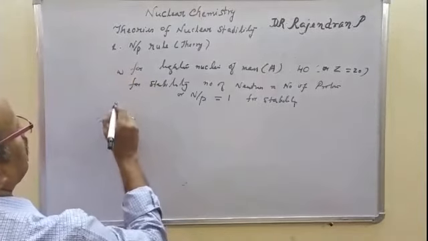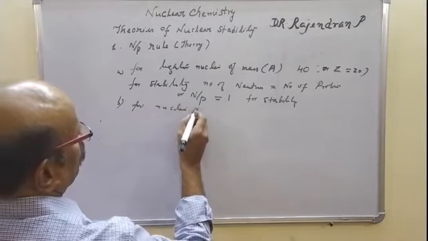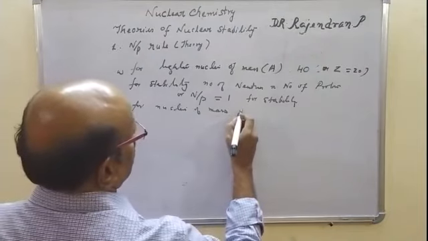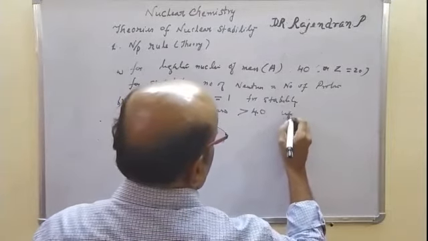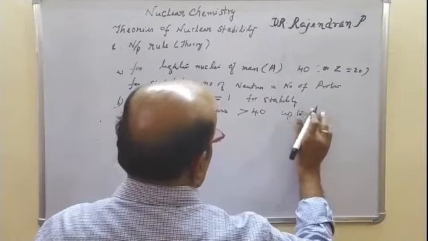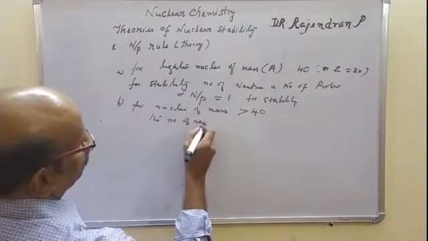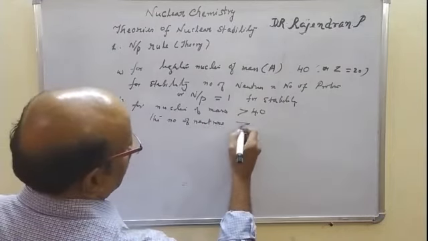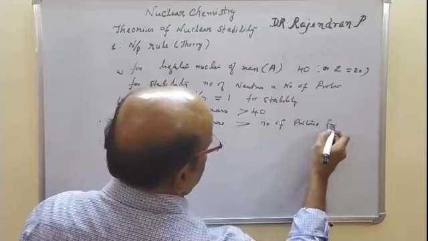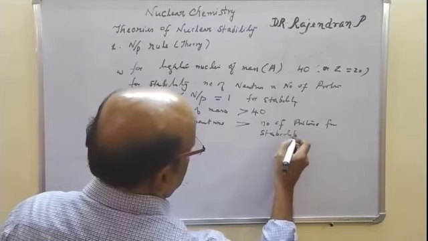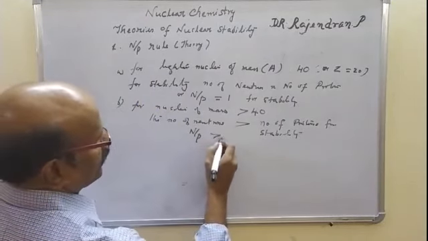The same case for nuclei of mass greater than 40: the number of neutrons should be greater than the number of protons for stability, that is, the N by P ratio should be greater than 1 for stability.